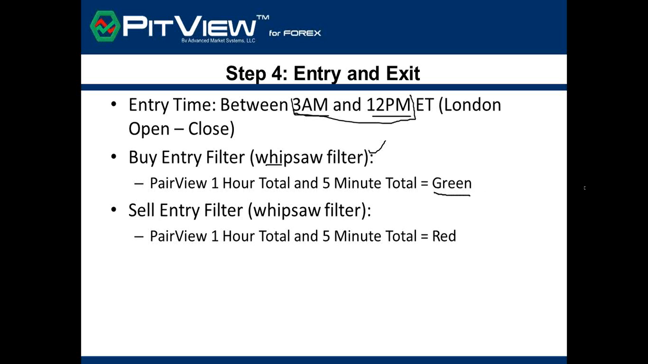Those imbalances, I don't care what the numbers are inside those boxes. I just care what color those boxes are. So if they're both green on the 1 hour and 5 minute time frame, then I'm in good shape to take a buy. I can go ahead and take my buy. If they're both red when I get an entry, then I can go ahead and take a sell.